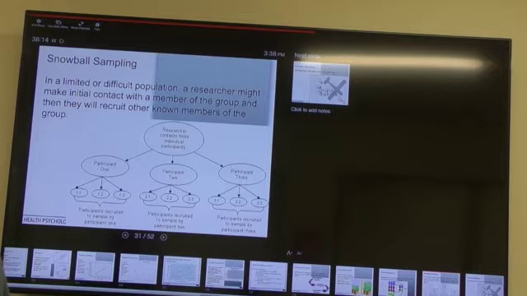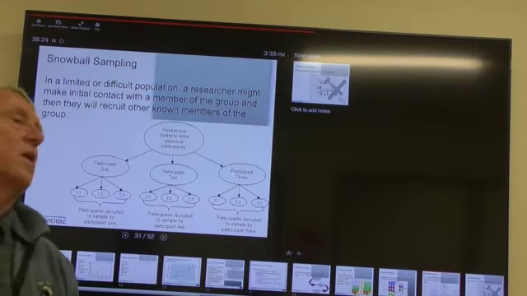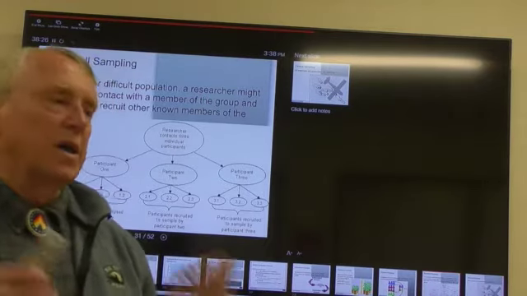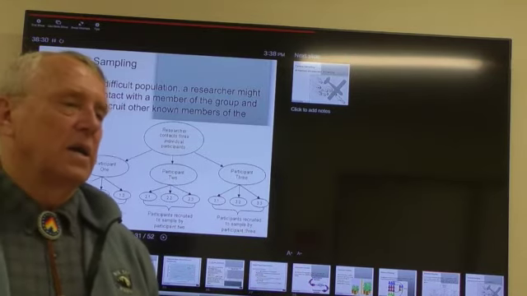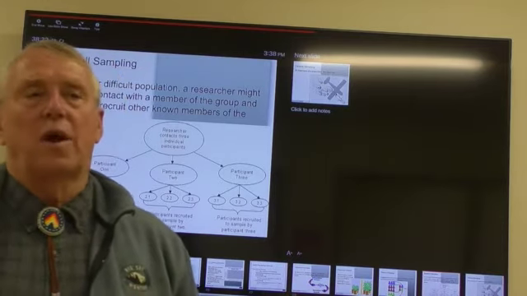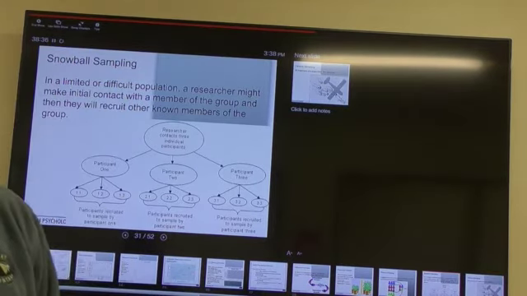And so the only way that we could get them to be part of our study was to use snowball sampling. We found an individual who admitted that they were gay, and we said, can you bring any of your friends in? And he did. He brought his friends in. And then we tried to figure out what it was about their lifestyle that made them susceptible to HIV.